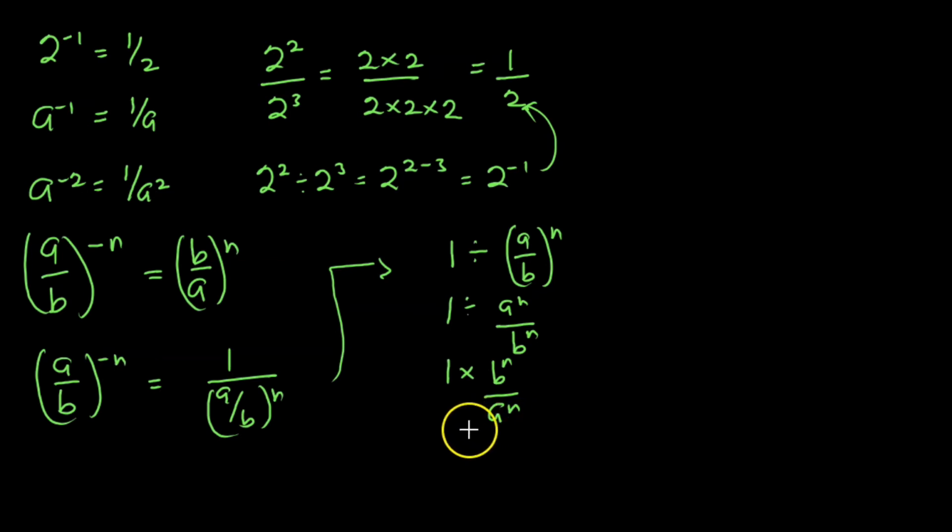Therefore, we have it perfectly as (b/a) to the power n. So it actually explains that when you have any fraction raised to the power of a negative number, you can find the reciprocal of the fraction in the bracket, and then the negative exponent will be changed directly into a positive exponent. So this goes on and on.